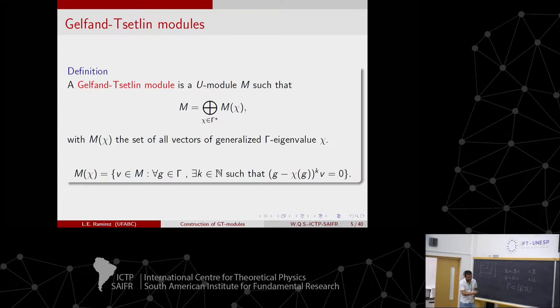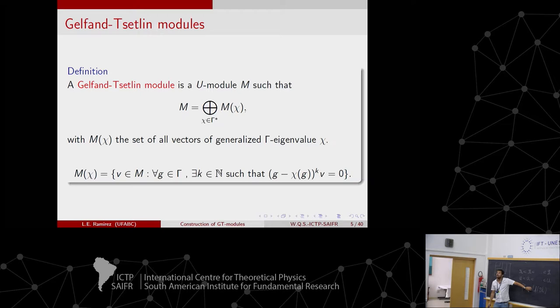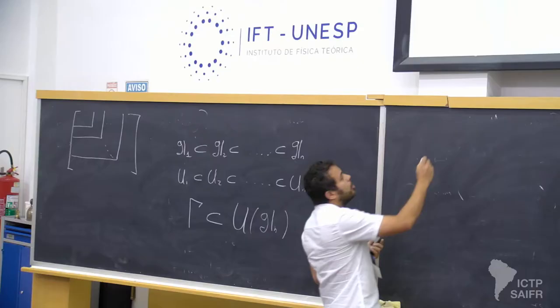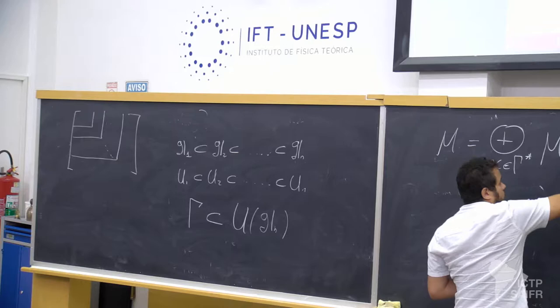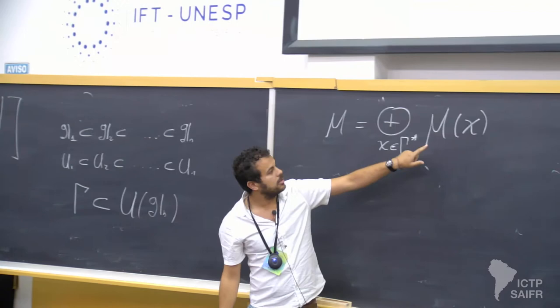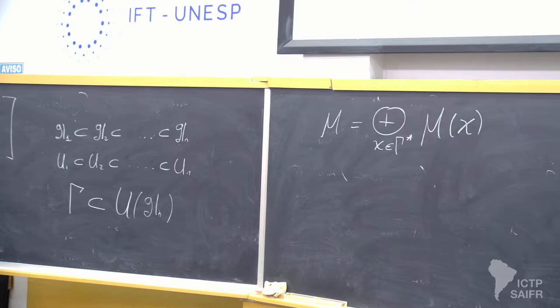But we have a very nice commutative subalgebra inside the universal enveloping algebra. What I'm going to talk about here is models that can be decomposed, since gamma is a maximal commutative subalgebra, as a direct sum of generalized eigenspaces with respect to the action of the generators of gamma. Okay, so this is the kind of modules I will talk about here.